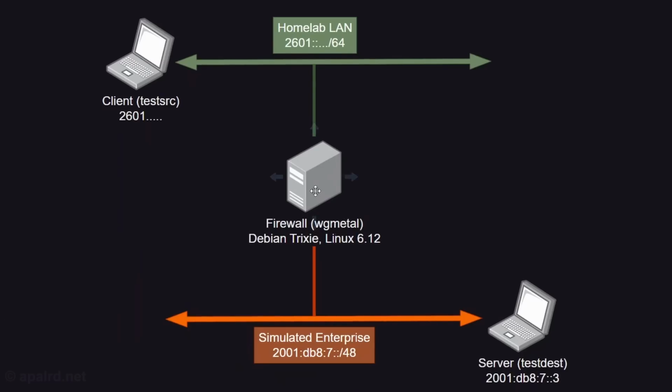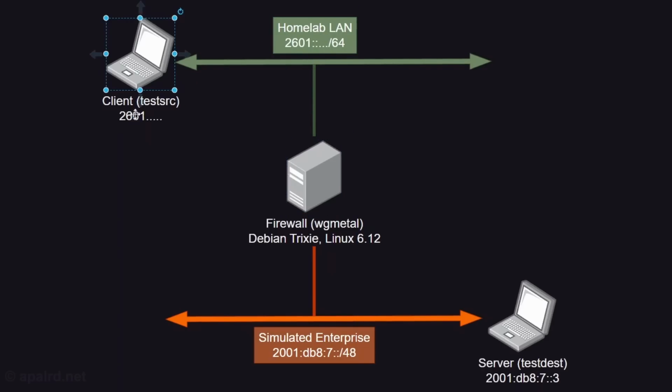If you're a user of pfSense, they don't compile it for pfSense CE intentionally, because they want you to buy pfSense Plus. So I got 3 nodes in my test setup. So I got the firewall itself, which I named WG Metal. I'm running Debian Trixie and Linux 6.12. That sits here off of my regular home lab LAN, and it gets a regular home lab LAN IP address.